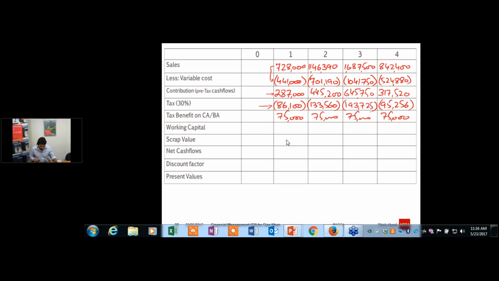Yes, Aisha, it was not mentioned because it was a straight line method, not a reducing balance method. That's why they didn't mention it. And we know in a straight line method, the asset is depreciated equally during its useful life. So we have divided it by the useful life to get this figure. Since the useful life was 4 years, if you depreciate something on a straight line basis over 4 years, it means you are going to depreciate it 25% every year.